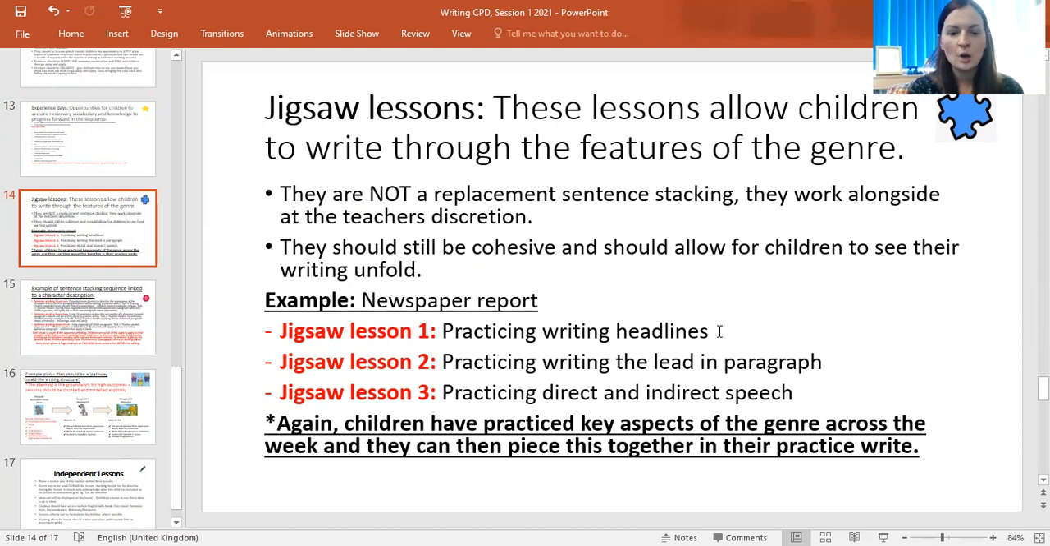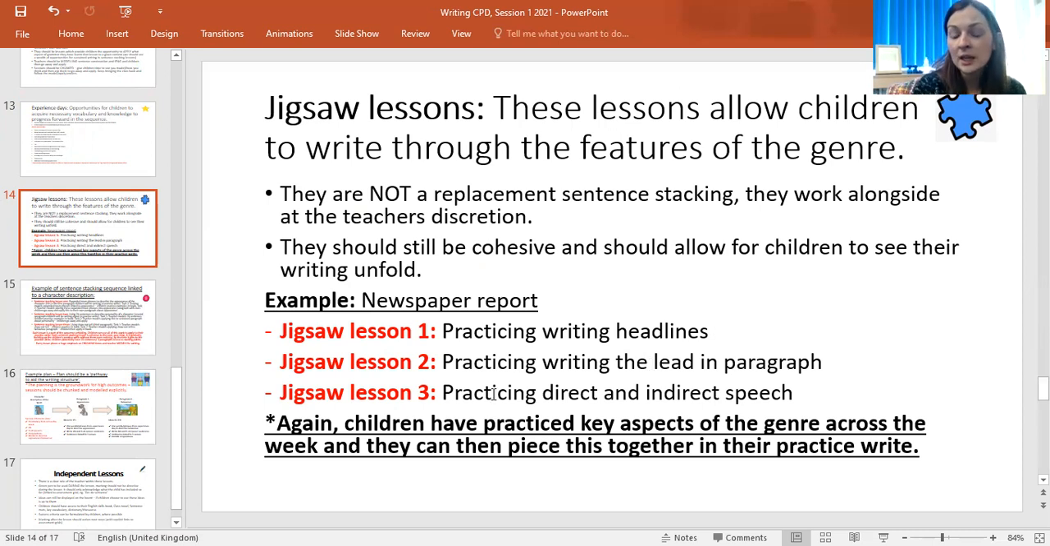So jigsaw lesson 1, we're writing the headlines because they need to be quite short and snappy. Children need knowledge of that. Jigsaw lesson 2, we're going to write the leading paragraph. So within that jigsaw lesson, I'd still be focusing on the sentence punctuation and grammar. There might be specific sentence types I want the children to use, but I'm still writing through a feature of that structure, if that makes sense.